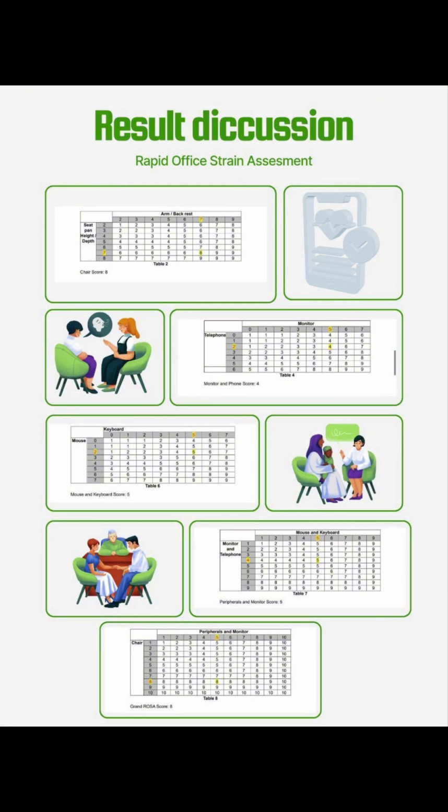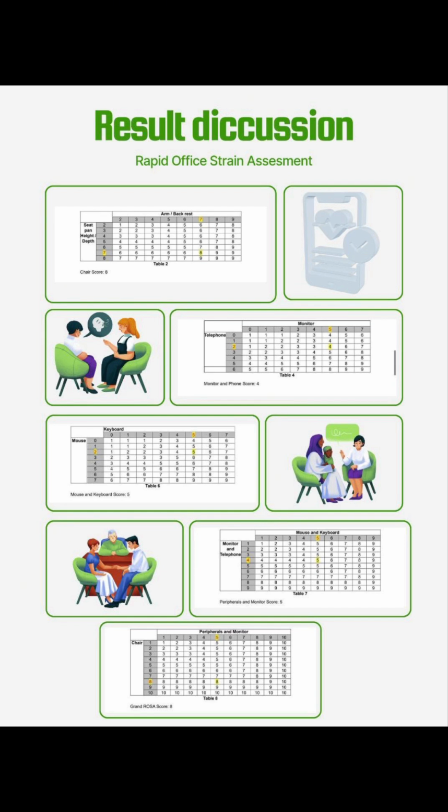Mouse and keyboard assessment. The third area assessed was the mouse and keyboard setup. The mouse and keyboard score was 5, indicating moderate ergonomic risk. This score reflects repetitive movements and potentially poor hand positioning, which could contribute to strain over time.